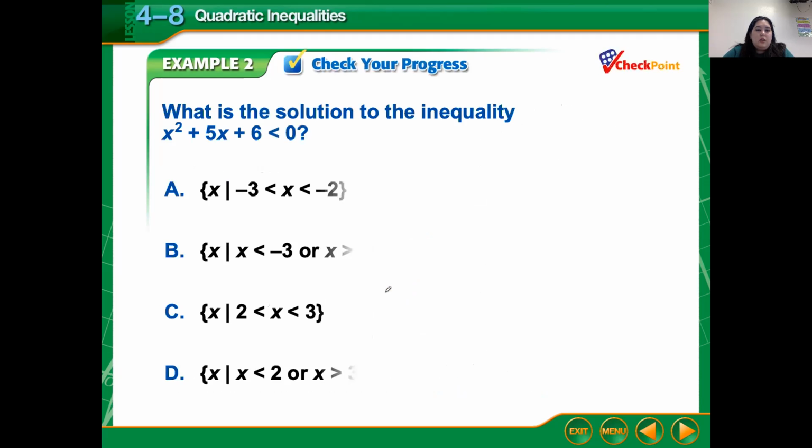So what is the solution to the inequality x squared plus 5x plus 6 is less than 0? I'll go ahead and give you time to try that one.